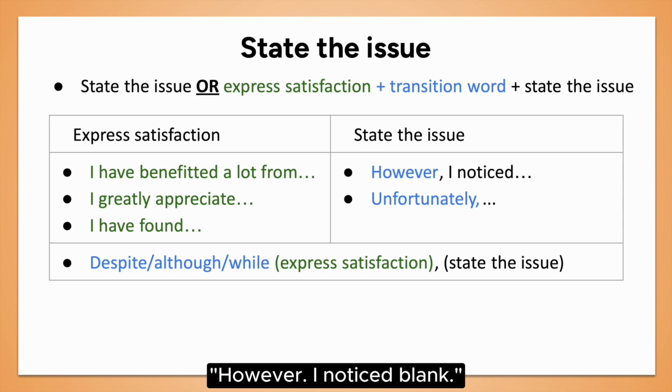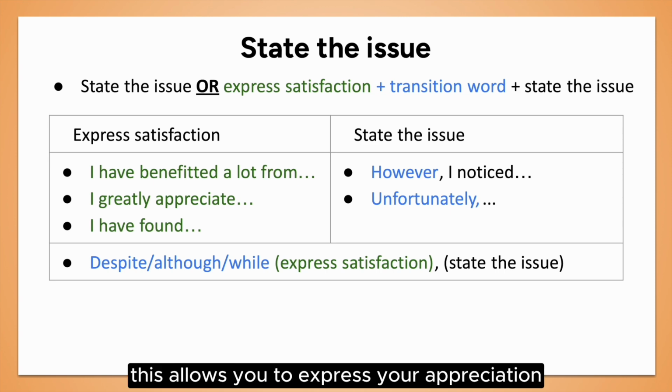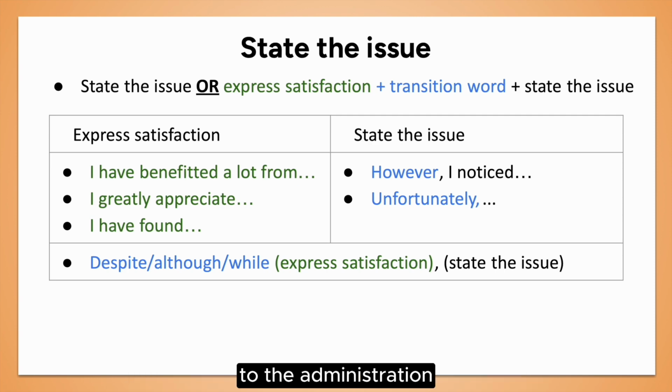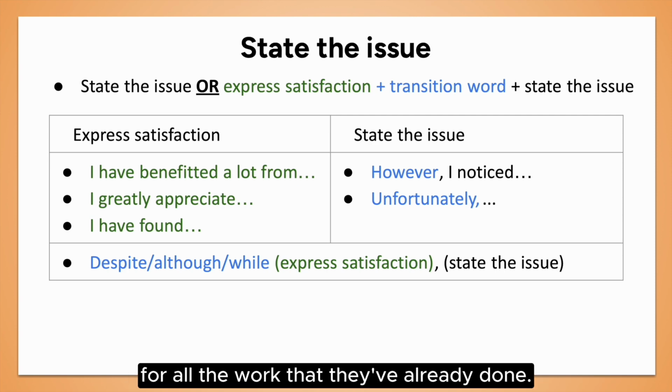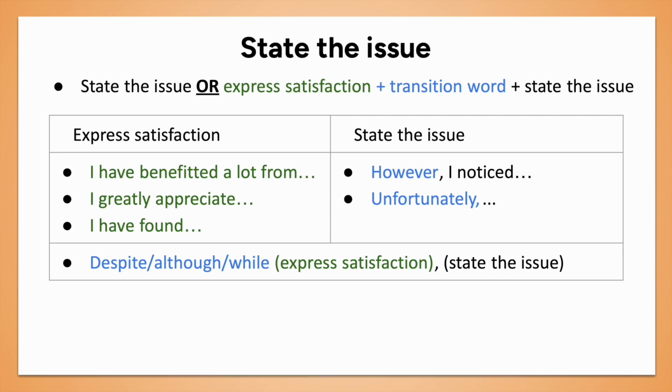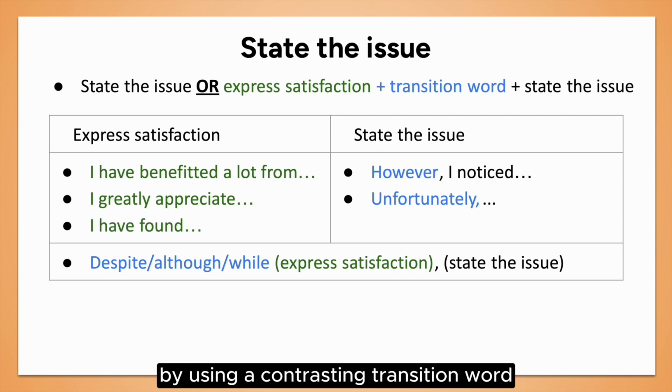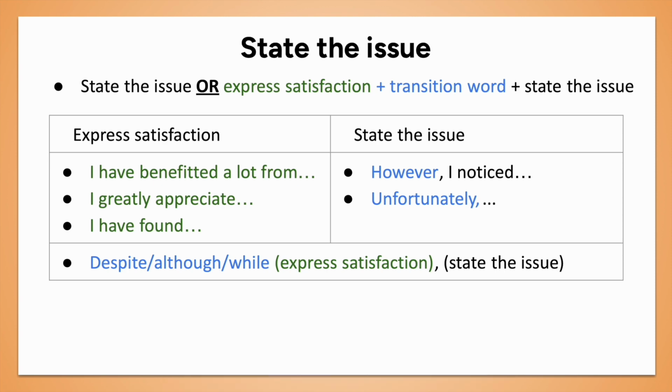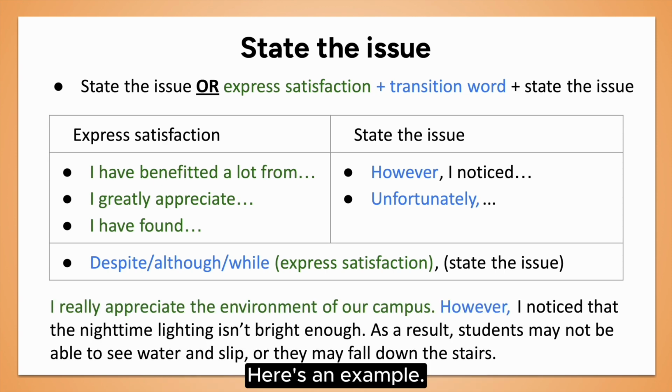However, I noticed blank. You can see here that this allows you to express your appreciation to the administration for all the work that they've already done. Then you are transitioning by using a contrasting transition word in order to state an issue that exists despite the benefits and advantages. Here's an example.